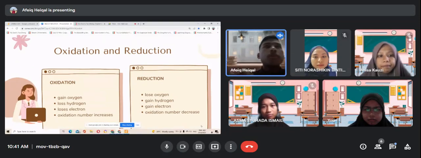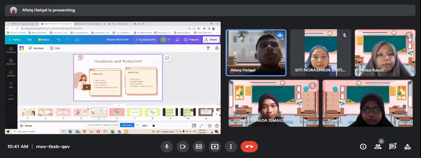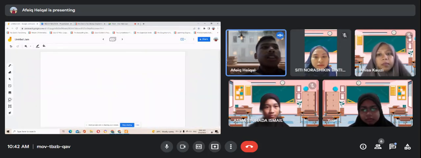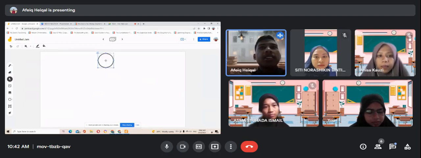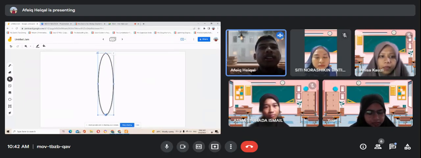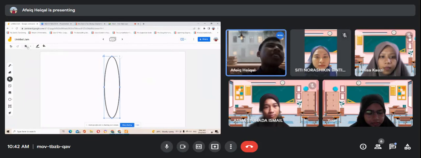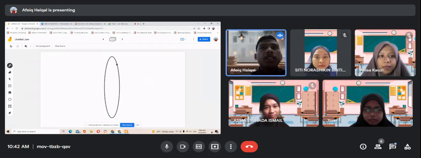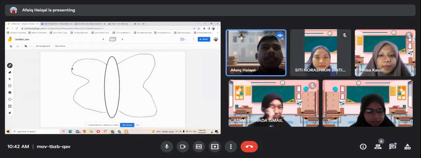If you find it hard to remember this formula, you can make a mind map. For example, you can draw a butterfly. I know you must like butterflies. You make a pillar like this and make the wings. Sorry for my bad writing. Divide it into four parts: one, two, three, and four.